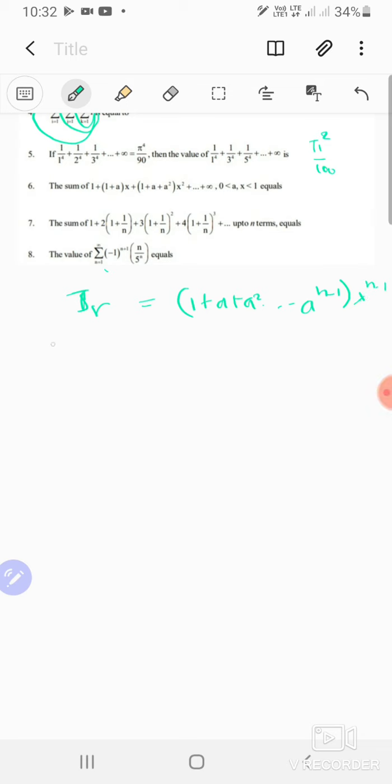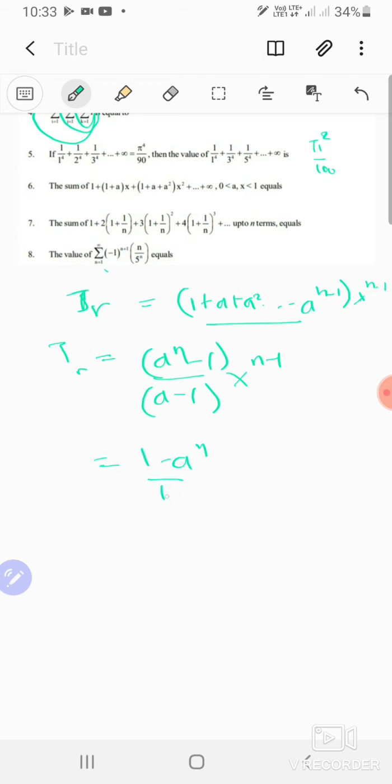So fine, it's supposed to be Tr equals, wow, now this is really interesting. So what is this thing? We know what this thing is, like a to the r minus 1 upon a minus 1, right? That's what this is, into x to the r minus 1. Yes, so a and x both are positive and less than 1. Like this can be written as 1 minus a to the r upon 1 minus a into x to the r minus 1 as well. That's a more suitable format, right?